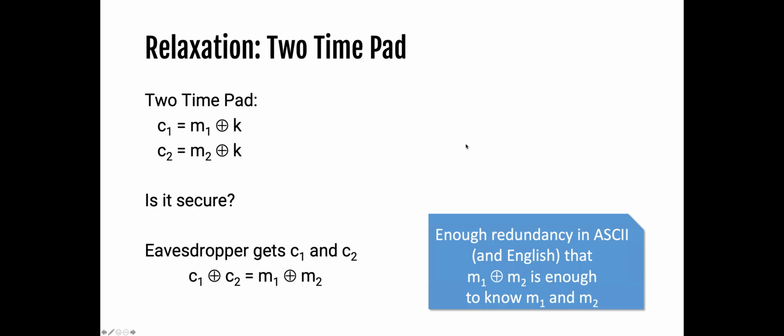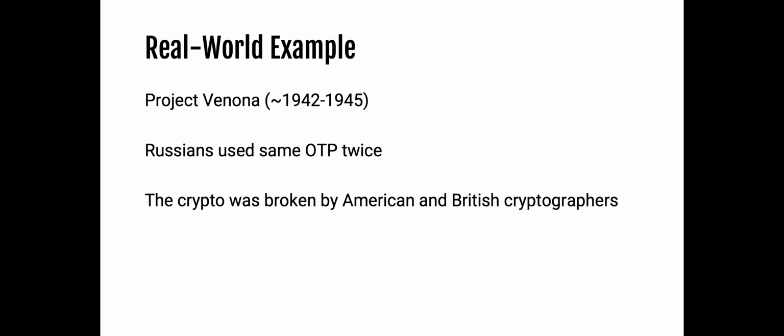And it turns out that if this is English, or say some Latin language, then having two reasonable messages XORed together is good enough for us to infer the message of M1 and the message of M2. And in fact, very interestingly, this happens in the real world. There's a project called Project Banana, from 1942 to 1945, where the Russians used this OTP twice. It's similar to this two-time pad. They just used the same OTP twice, and this crypto system was broken by American and British cryptographers.